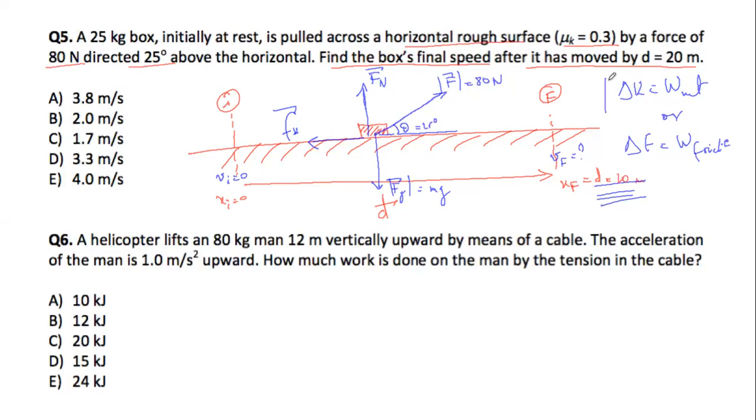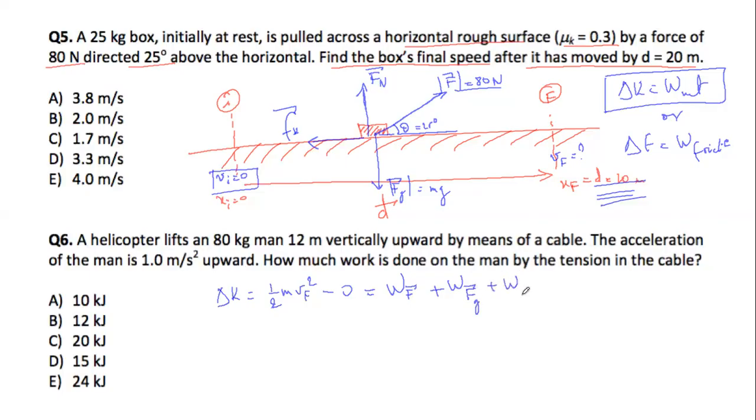So which one do you want? Let's use the work kinetic energy theorem. Delta K, which is K final, half M V final squared, minus K initial, which is 0 since I started at rest, is equal to the net work. Net work is the sum of all the works, meaning I need the work of F, this pulling force here, along this displacement D. I need the work of the gravitational force, the work of the normal force, and then the work of the frictional force.